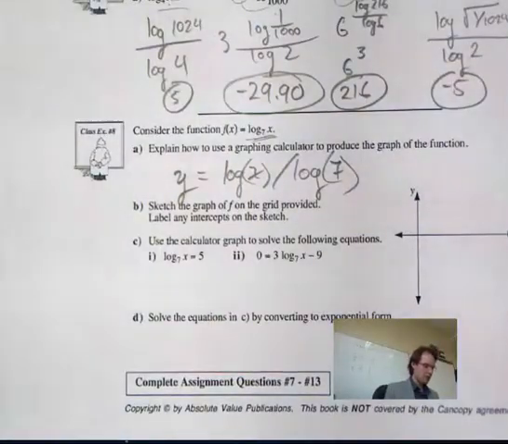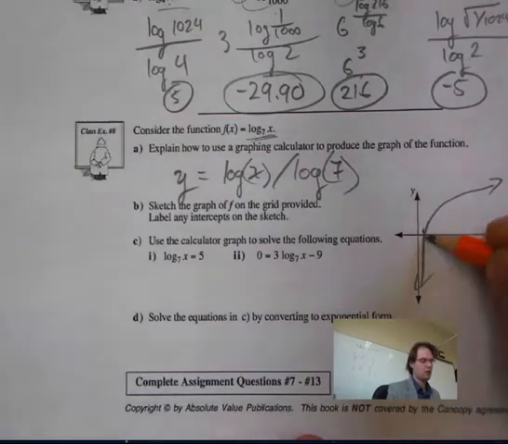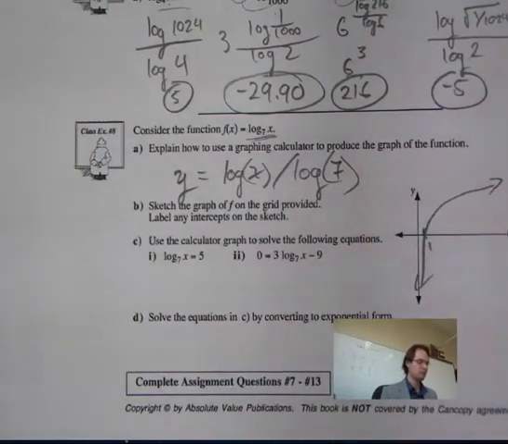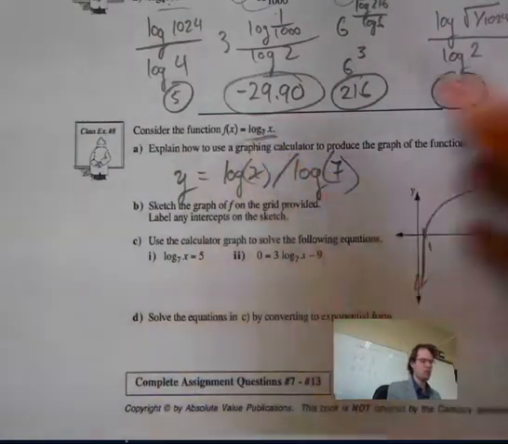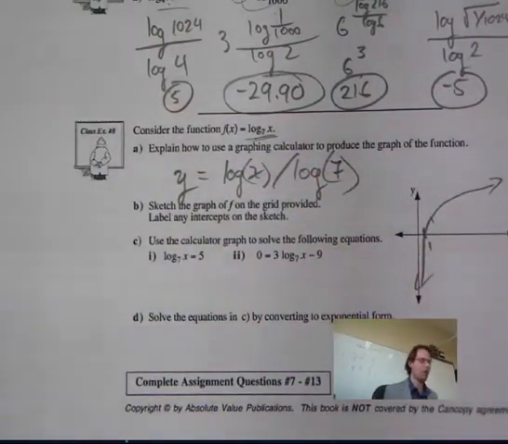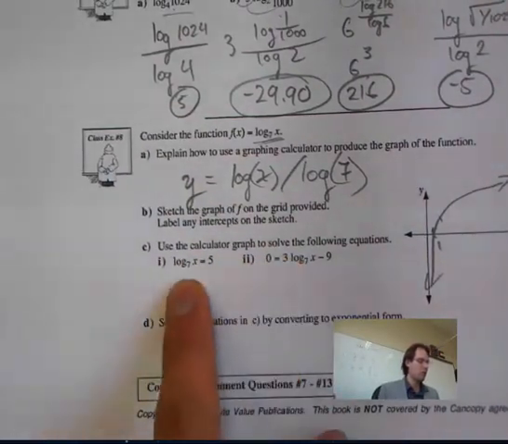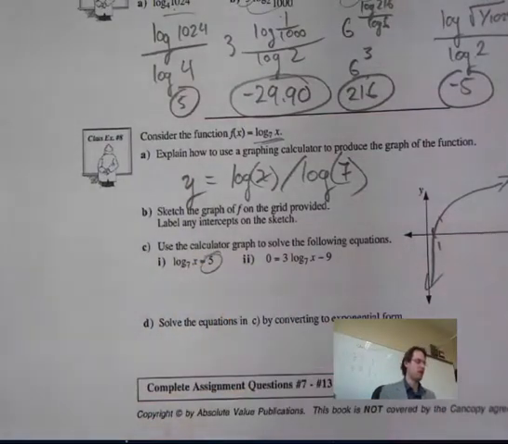Now, we're going to sketch this. Always they intersect at what? 1. Okay? And when x is 7, y is going to be 1. Okay, so I'm going to say when x is 7, y is going to be 1. That's something we learned from before. Now, it says use the calculator to solve the following. We want to know when it's equal to 5.